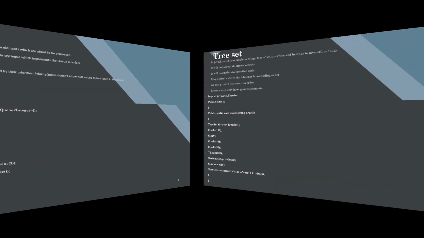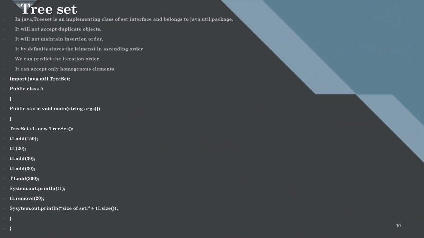Coming to the next and the last, TreeSet. In Java, TreeSet is an implementing class of the Set interface that belongs to the java.util package. It will not accept duplicate objects, will not maintain the insertion order, by default stores the elements in ascending order, can predict the iteration order, and can accept only homogeneous elements.